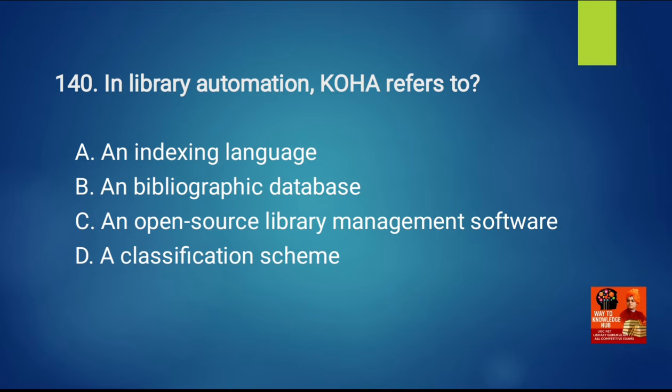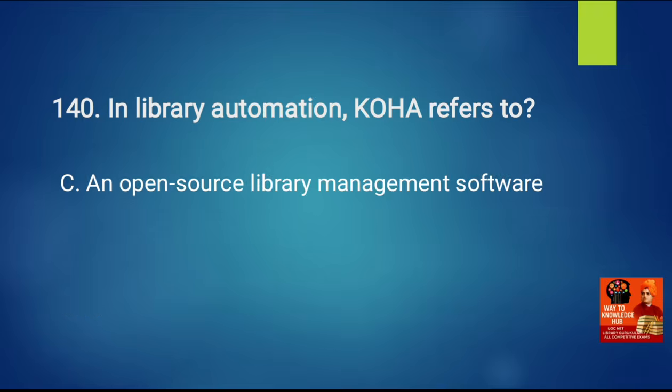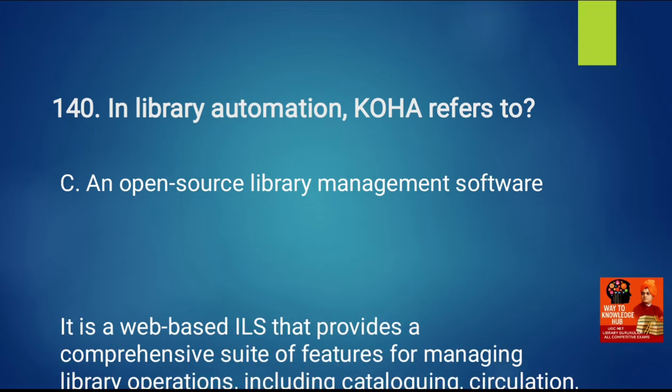Question number 140. In library automation, Koha refers to option A, an indexing language. Option B, bibliographic database. Option C, an open source library management software. Option D, a classification scheme. The answer is option C, an open source library management software.